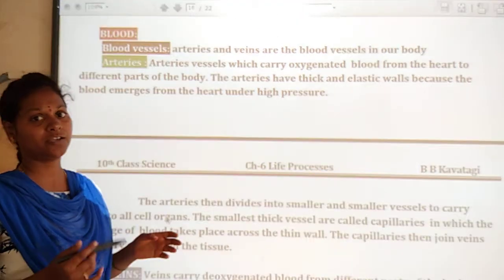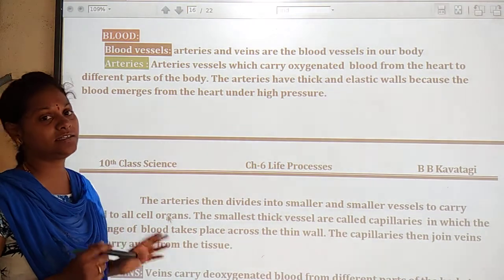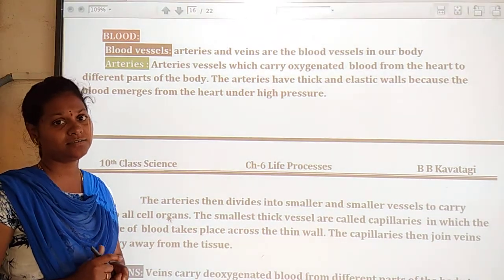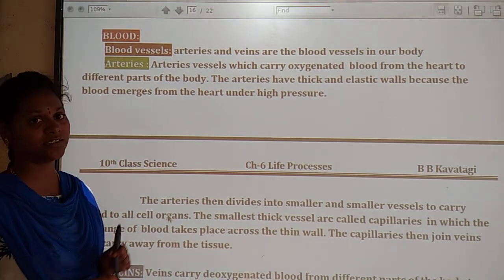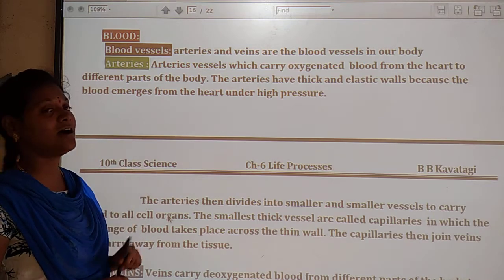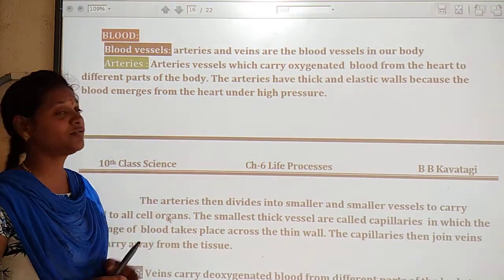Here in your board examination they may ask, write the functions of the arteries and veins. Okay, and this carries 2 marks. So what are the functions of the arteries and veins? Let us start. Here arteries. First you have to write the functions of the arteries.